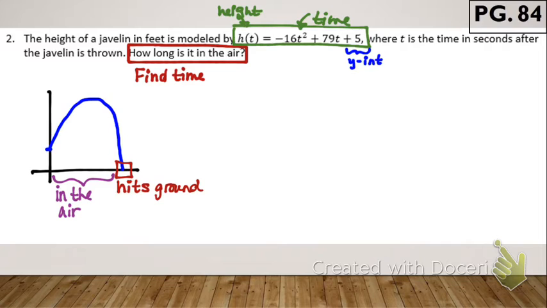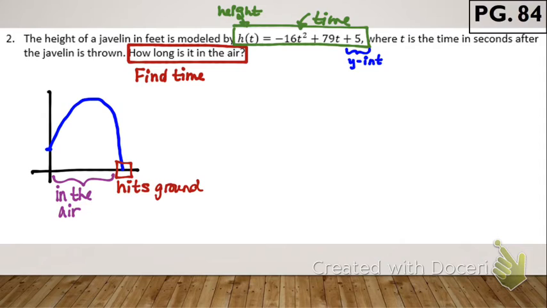Or it's not a ball. What are we throwing here? A javelin. Here's where it hits the ground. If I can find that time, then I know it took from here all the way to there. So far, so good? All right.